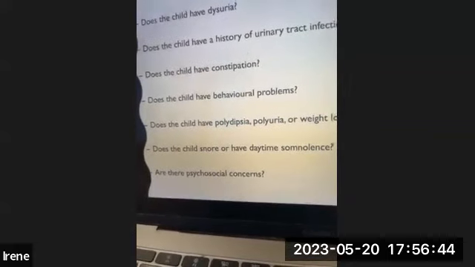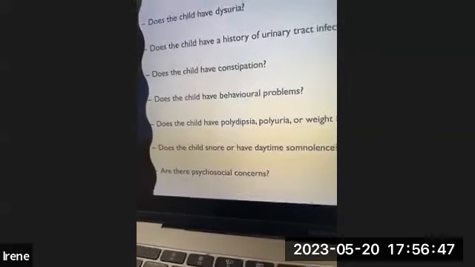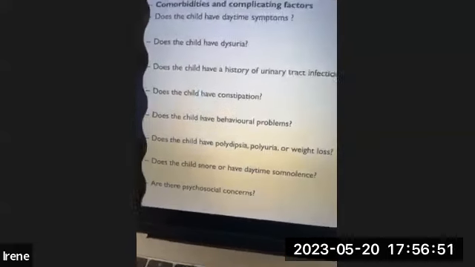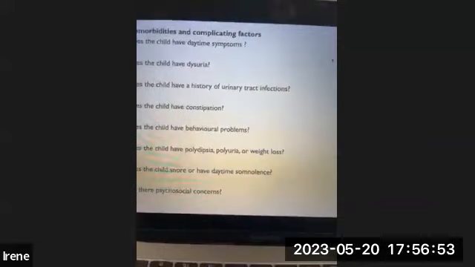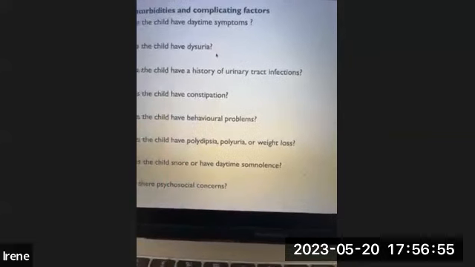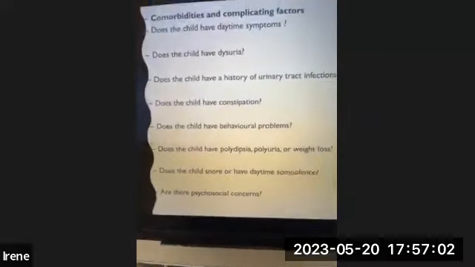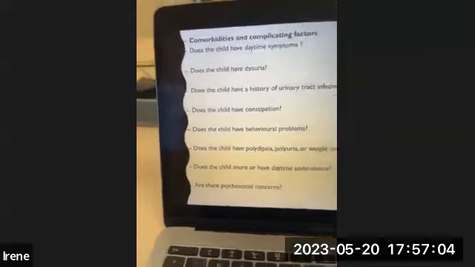And that often needs to be managed even before the bedwetting, or the causes of these need to be investigated before we manage the bedwetting. Does your child have pain when they pass urine? That is what is called dysuria. If your child has pain when they pass urine, it might signify a urinary tract infection.